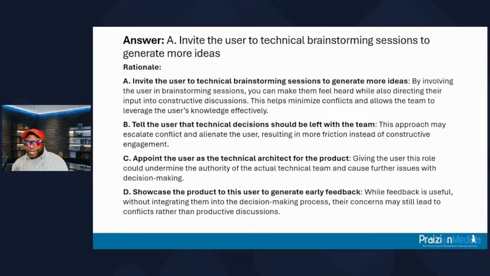But let's contrast that to D, which I know some folks might have chosen. Showcase the product to this user to generate early feedback. Now, while early feedback is useful, without integrating them into the decision-making process, their concerns may still lead to conflicts rather than productive discussions. B, tell the user that technical decisions should be left with the team. This approach may escalate conflict and alienate the user. And C, appoint the user as technical architect.